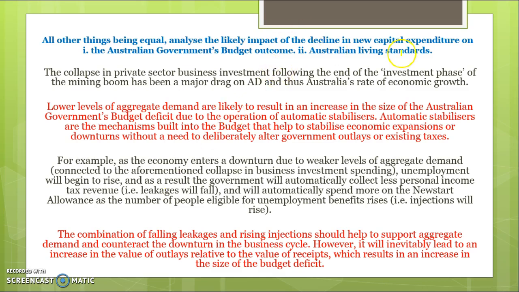All right, last thing for this video, there was a question in the Insight paper that asked you to explain the impact that a decline in capital expenditure or investment expenditure can have on the budget and Australian living standards. When you get a question like that, capital expenditure is basically spending by businesses on new equipment, new machinery, new infrastructure. And the key thing with that is that all that stuff creates jobs. So the collapse in private sector business investment, and it has gone up again recently, but non-mining investment is stronger, but the end of the investment phase of the mining boom hurt aggregate demand and economic growth.